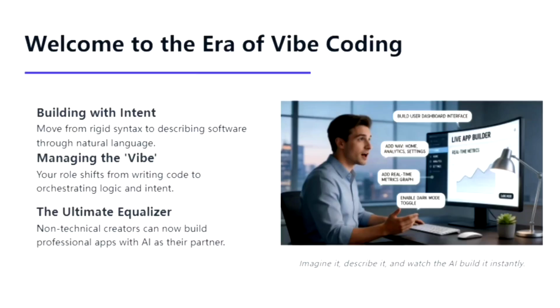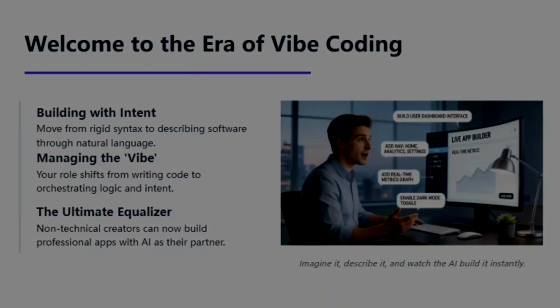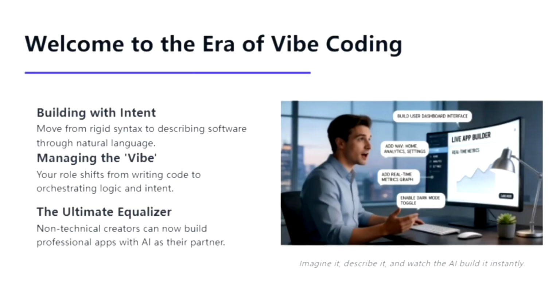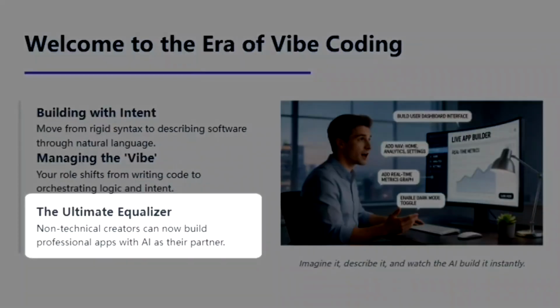of the code. Look at this illustration. It perfectly captures the essence, a creator communicating a vision to an AI interface that instantly manifests a functional app. The barrier between a great idea and a working product is finally disappearing. This is why we call it the ultimate equalizer.